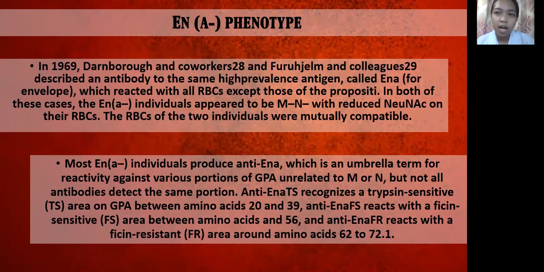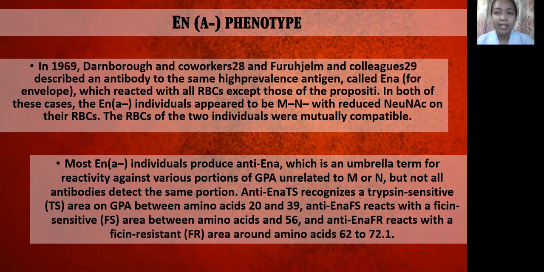Next is the EN(a) negative phenotype. In 1969, Darnborough and co-workers and Furuhjelm and colleagues described an antibody to the same high prevalence antigen, which is called EN(a) for envelope, which reacted with all RBCs except those of the proposita. In both of these cases, the EN(a) negative individuals appeared to be M negative and N negative with reduced sialic acid on their RBCs. The RBCs of the two individuals were mutually compatible.